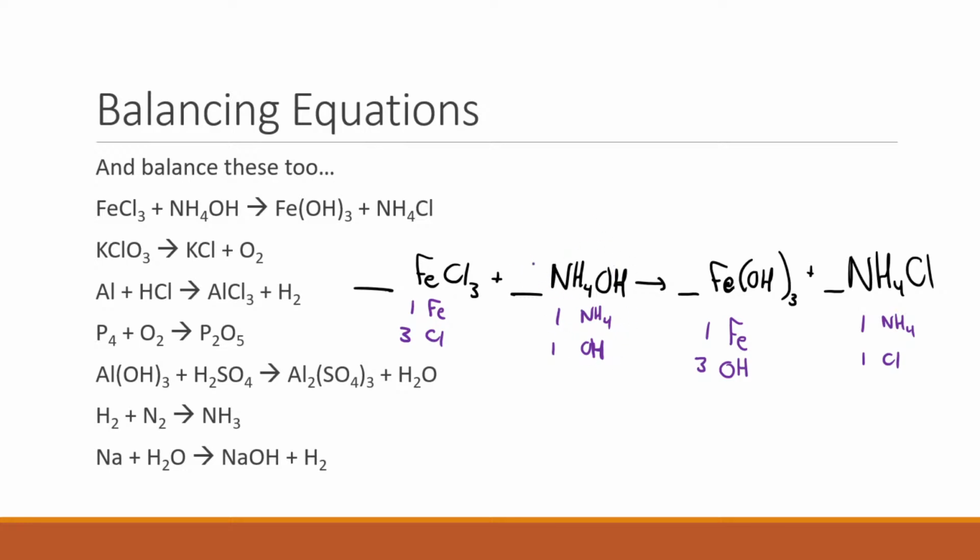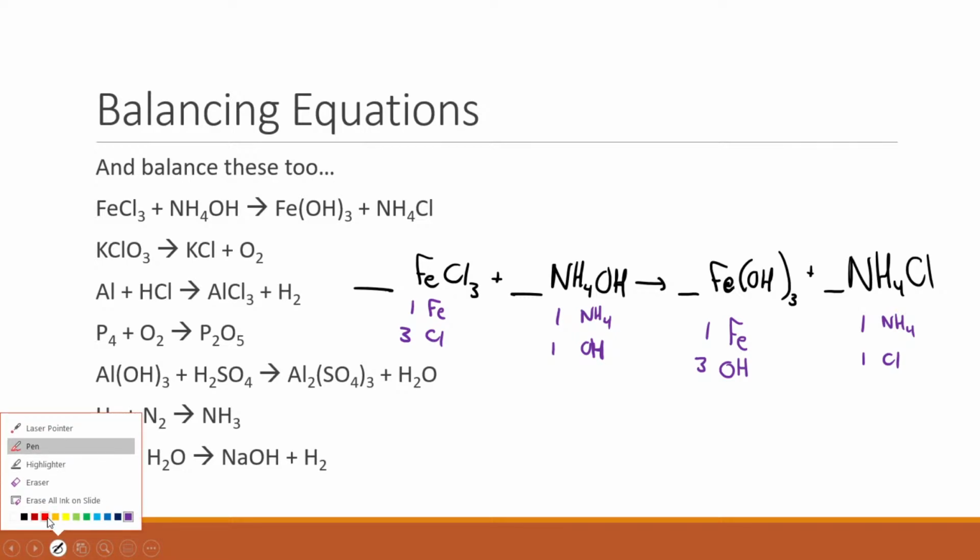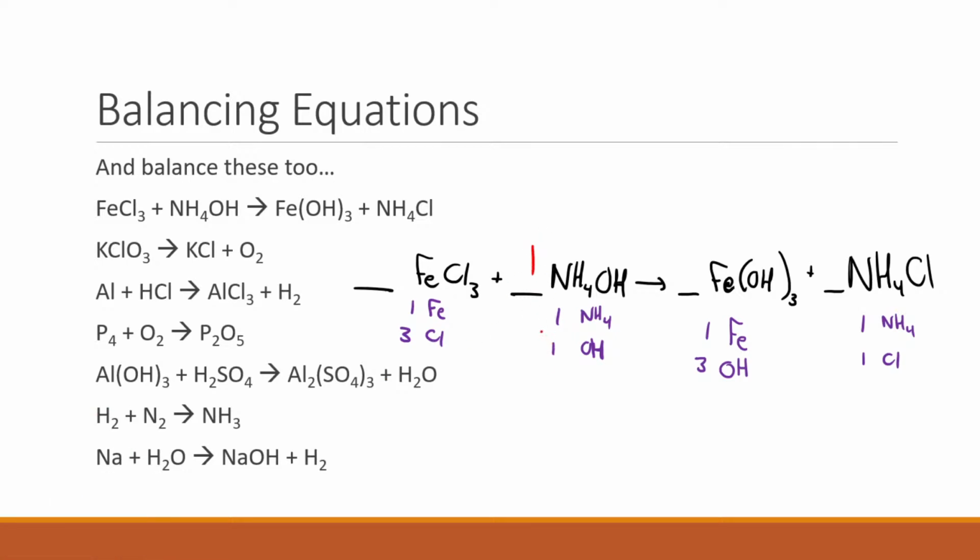So if we start with a 1 there, we immediately go back and say, okay, I got 1 OH, but I have 3 on this side. So that means the minimum number of NH4OHs I need is going to be 3. Because if I want the left to equal the right, I can't make this smaller, I need to make this number bigger. So 1 doesn't work. 2 doesn't work for that same reason. 3, though, that's going to give me a 3 and a 3 here. My OHs are balanced.